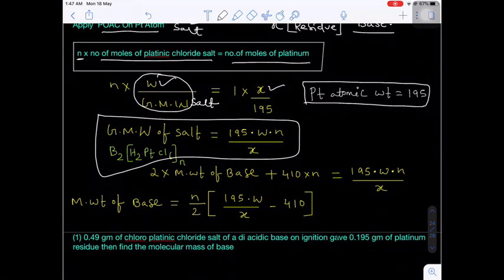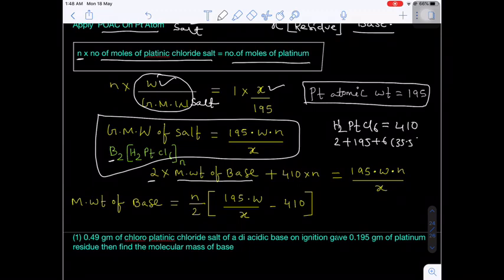Platinic chloride salt. In this platinic chloride salt, two bases are there, so 2 into the molecular weight of the one base, plus hydrogen 2, 1 platinum and 6 chlorines. If you see, this value becomes 410, because 2 hydrogens are there, 1 platinum will be there, and 6 into each chlorine 35.5, which is equal to how much?